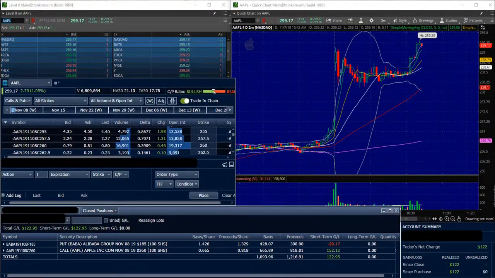I am all out of the Apple trade for a $152 profit, which equated to roughly a 24% gain. So all in all, a decent trading day. I was able to overcome that first losing trade. However, Apple required quite a bit of patience today before it finally gave us a nice breakout to the upside.